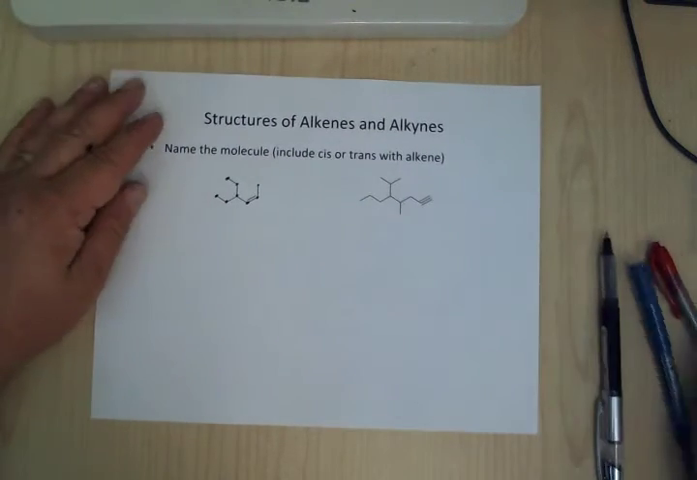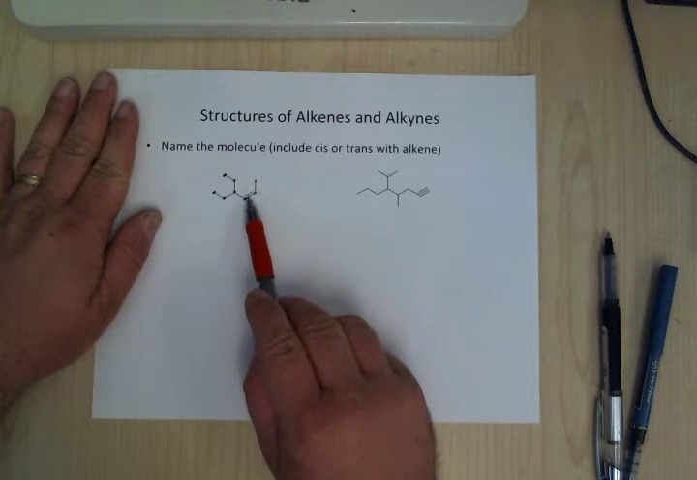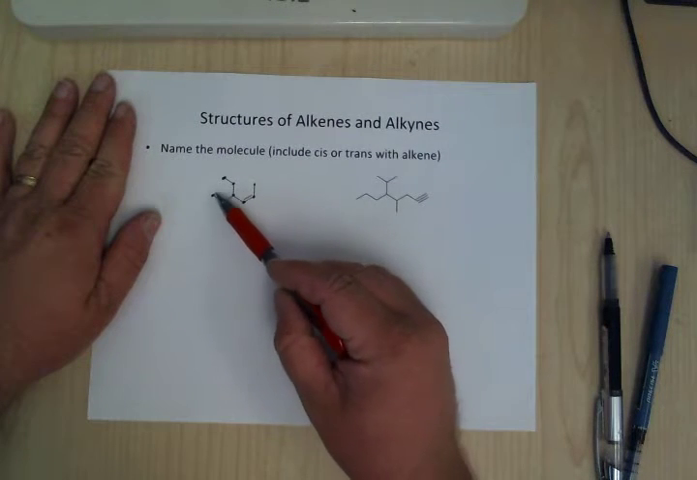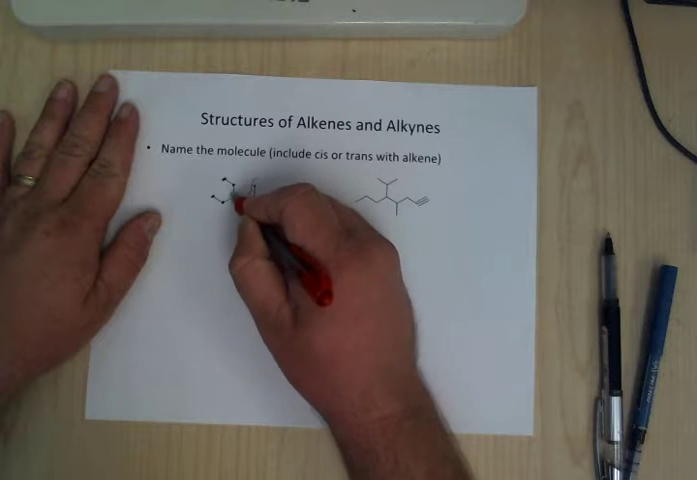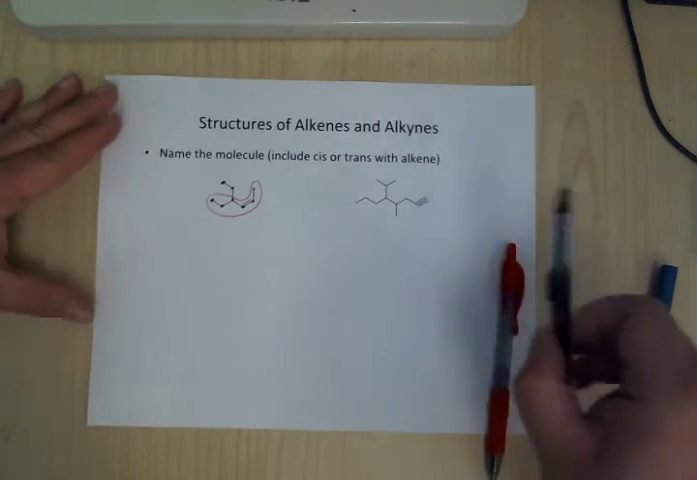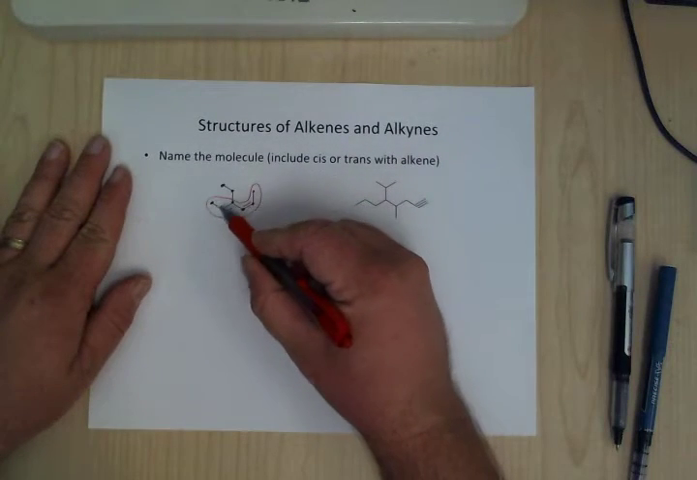So remember the main chain has to include the double bond in here. So here we go. 1, 2, 3, 4, 5, 6. 1, 2, 3, 4, 5. 1, 2, 3, 4, 5, 6. Go up and down. Well, it's looking like that is our main chain. So the main chain, I'm going to do this here: 1, 2, 3, 4, 5, 6.